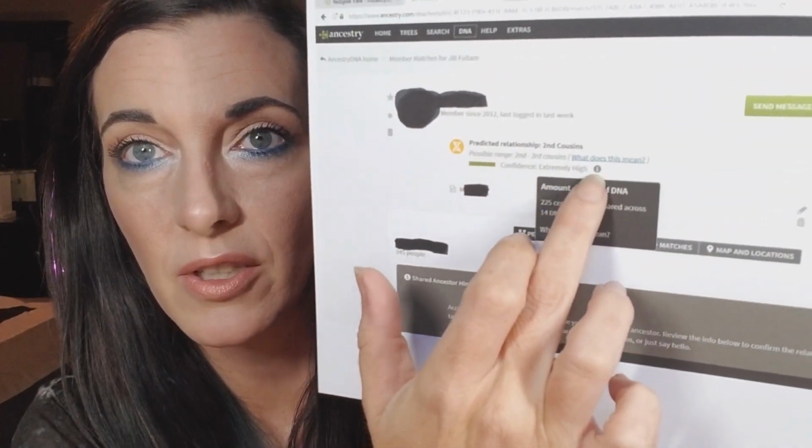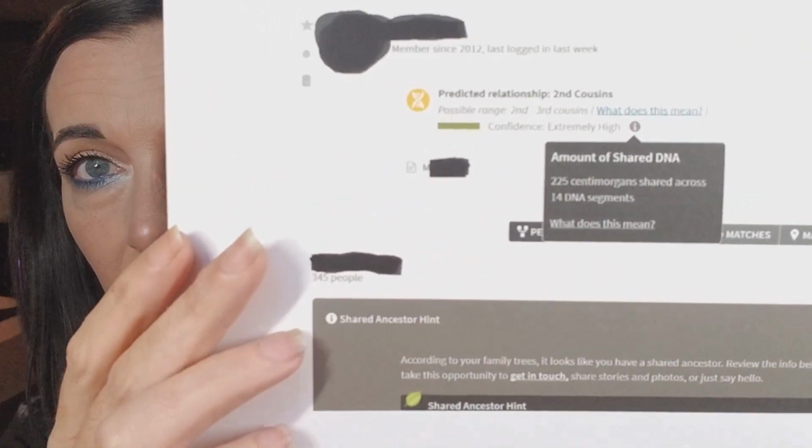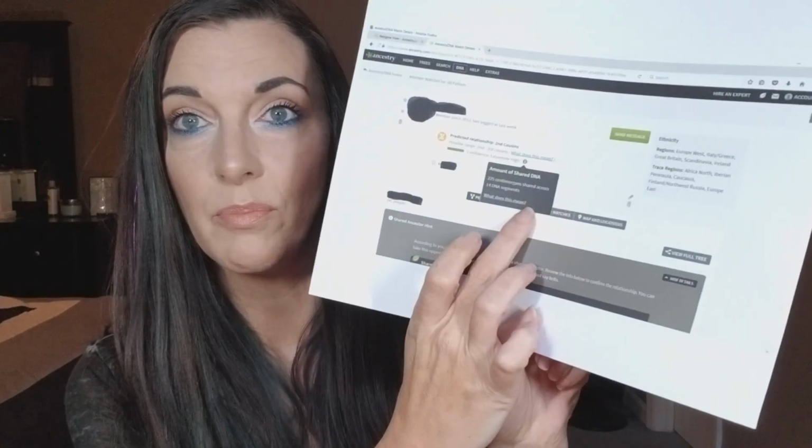There's also this little eye icon here. I know it's kind of hard to see. It gives the amount of shared DNA. Now, everything else with ethnicity and relationship is a guess based on these numbers. So this specific example, I share 225 centimorgans across 14 DNA segments. There is a little button that says, what does this mean?